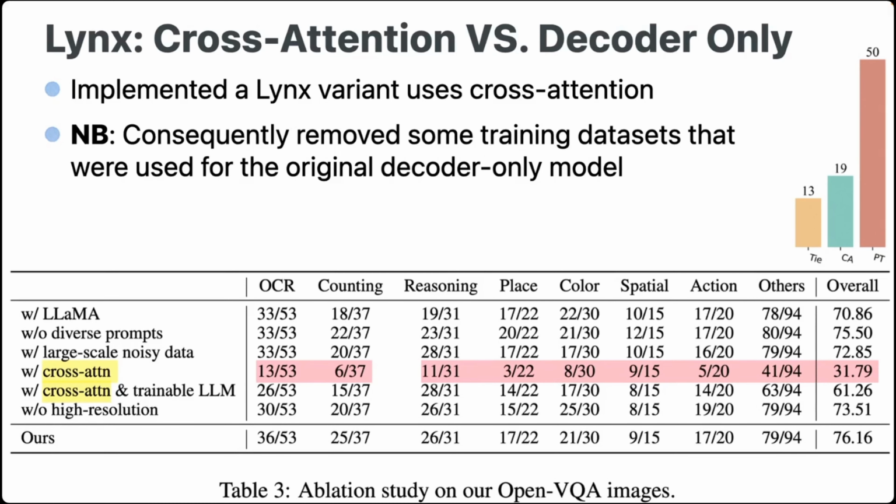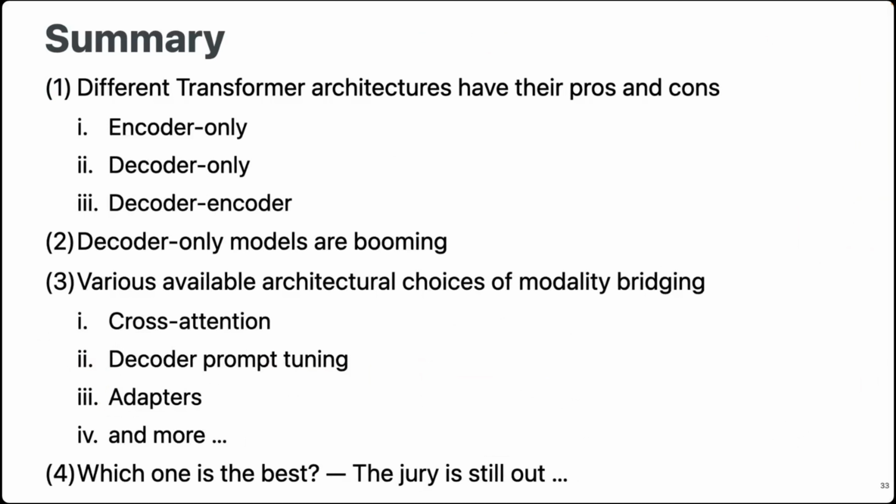So that comes to my final slides. If you have to remember something, I introduced several general architectures, like encoder-decoder models. And decoder-only models are blooming nowadays for several reasons we've touched upon. And there are various architectural choices for bridging modality, like cross-attention, decoder, prompting, adapters. But which one is better is still up in the air. It's still an open question.